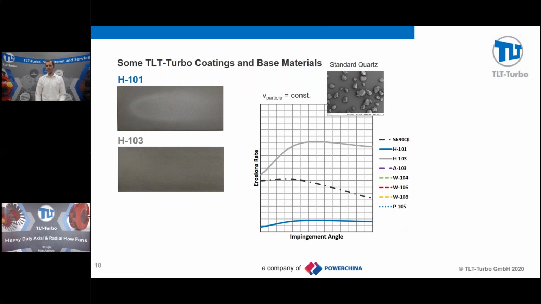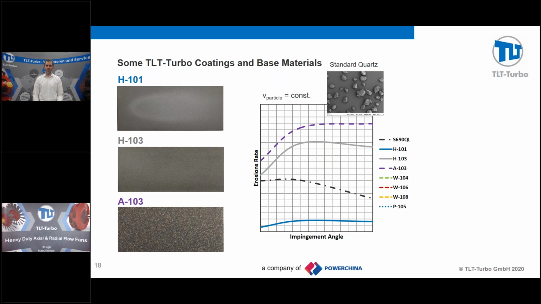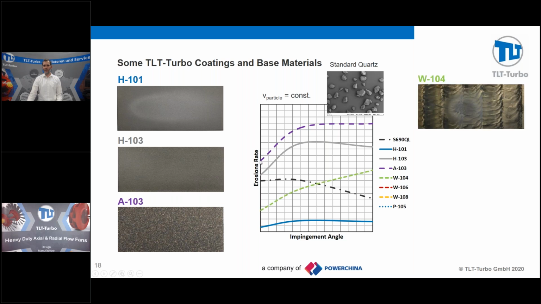When we have a look at another thermal spray coating applied by the same technology, but having a slightly different chemical composition, we see that this has higher erosion rates. So it's not only a matter of technology, how to apply a coating, it's also knowing the exact chemical composition and designing the chemical composition to your needs. H103, another thermal spray coating by another technology. You will see it here with higher erosion rates.